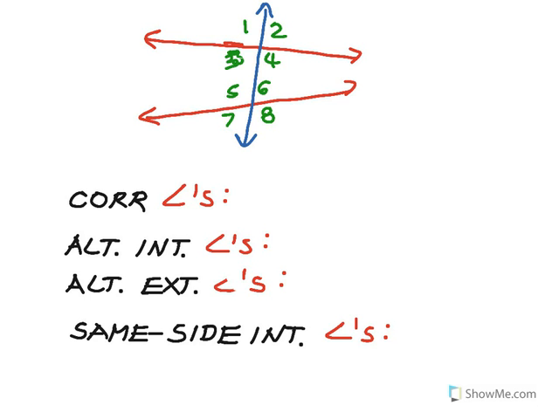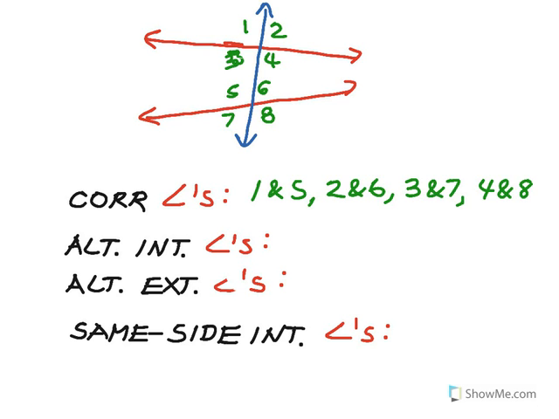So 1 and 5 are a pair of corresponding angles. And if we look next to 1 and 5, 2 and 6 are a pair of corresponding angles. 3 and 7, and 4 and 8. So again, corresponding angles have the same relative position relative to the transversal and to the two lines.